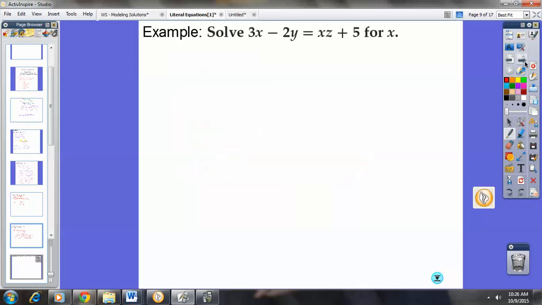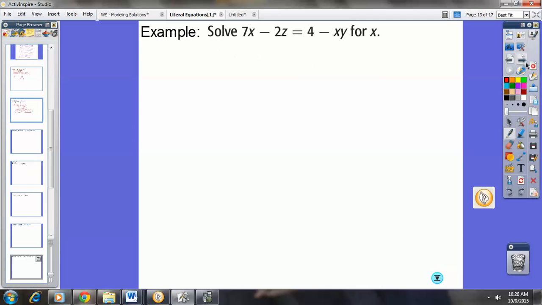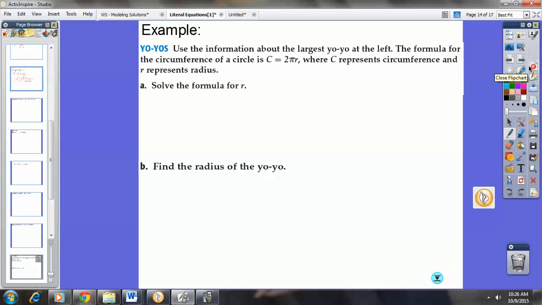One more with you. Let's skip a few of these. Let's do this one together. I know you don't have the actual word problem, but that's okay. I think you'll get the gist of the idea if you write it down with me. Yo-yos. Use the information about the largest yo-yo at the left. Well, we don't have a yo-yo at the left.